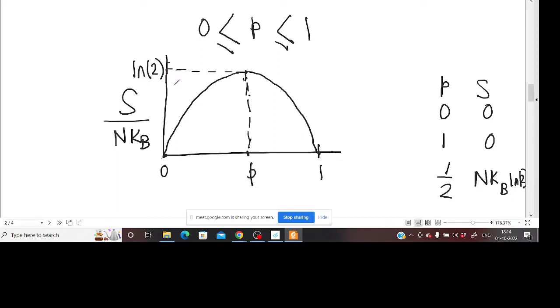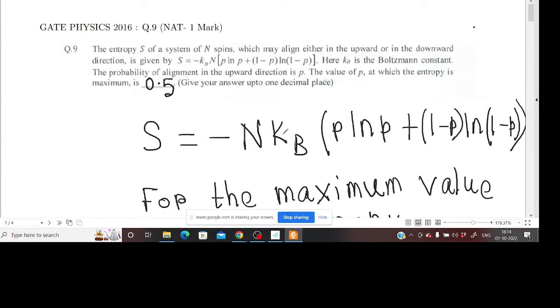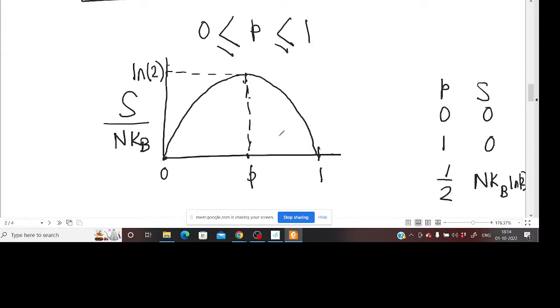This is clear? Hello? Yes, sir. Okay. So this question is complete now. So the plot of entropy as a function of p will look like this, and for p equal to half, the entropy becomes maximum and is equal to n kB log 2. Okay.